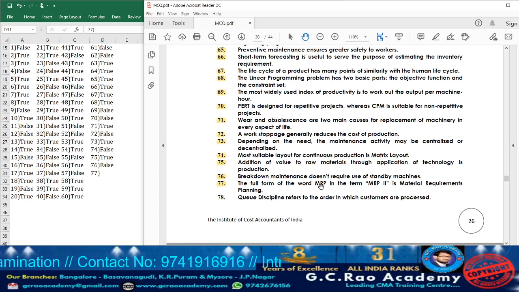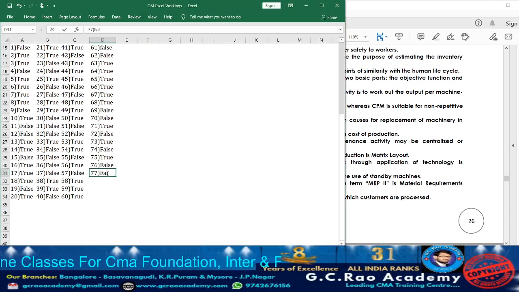What are they telling? The full form of the word MRP in the term MRP2 is material requirement planning. The statement is false, because in MRP2 the full form is manufacturing resource planning. MRP1 stands for material requirement planning. MRP2 stands for manufacturing resource planning. So accordingly statement 77, whatever they have given, it is false.